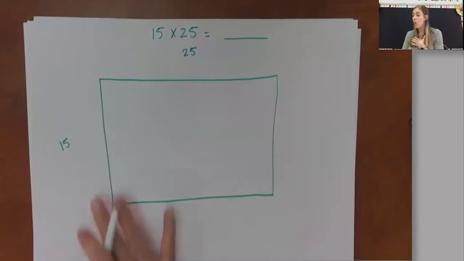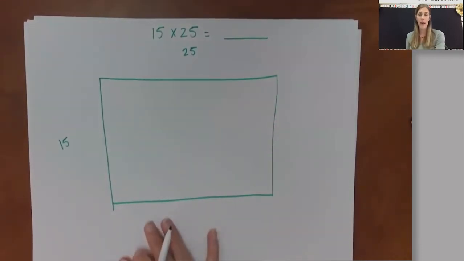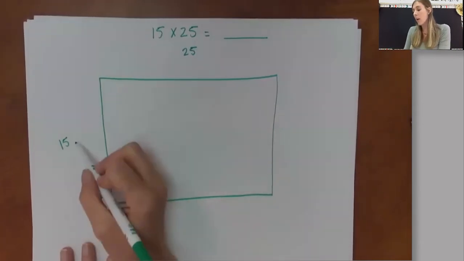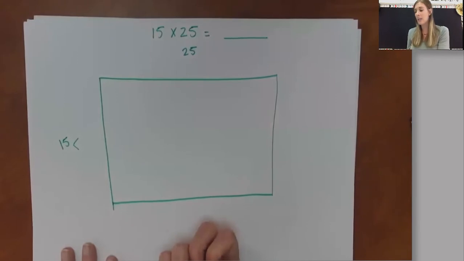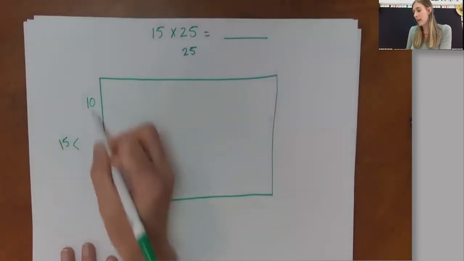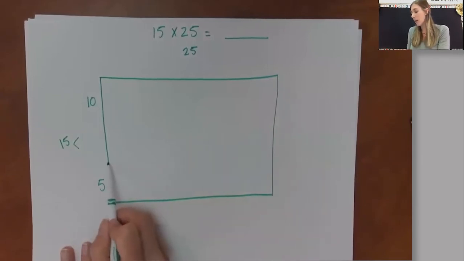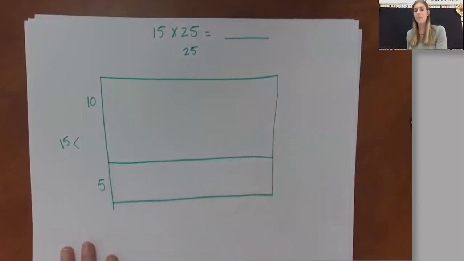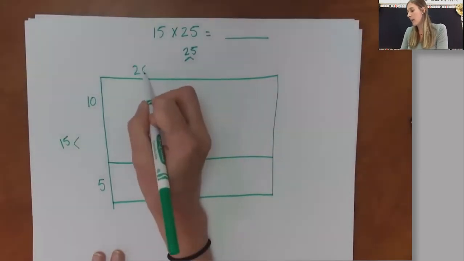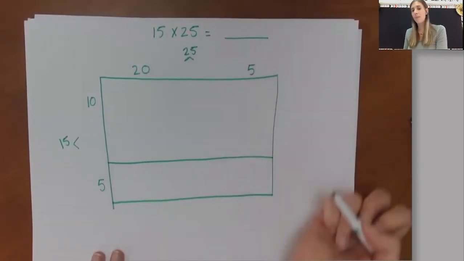But I don't know what 15 times 25 is right off the bat. I need to break it down into some smaller numbers that I do know how to multiply in my head. So we can take our 15 and write it in expanded form. 10 and 5. And we can split our rectangle to show that. Then we can take our other factor, or our width, 25, and write it in expanded form as well. 20 and 5.